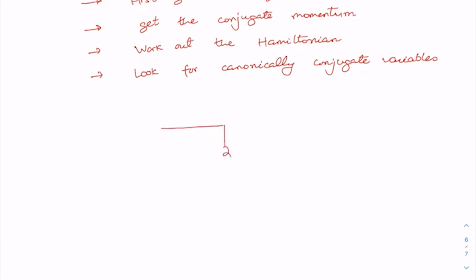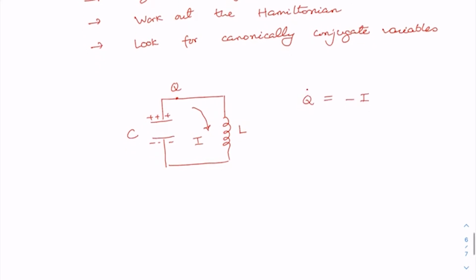So we have this inductor with inductance L and this capacitor with capacitance C. We assume that the upper plate is positively charged and the lower plate is negatively charged. The upper plate has a charge, say Q, and the current is flowing in this direction, and as we have discussed already, Q dot is equal to minus I, and also we have worked out the equation of motion of the LC circuit: Q double dot is equal to minus 1 by LC times Q.